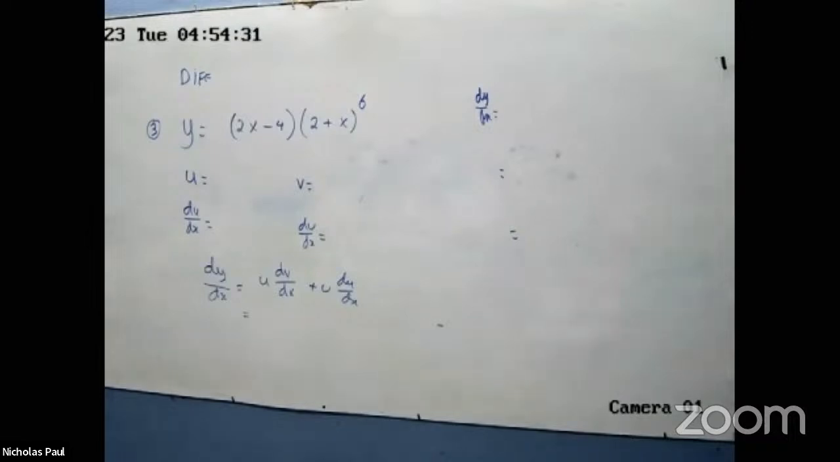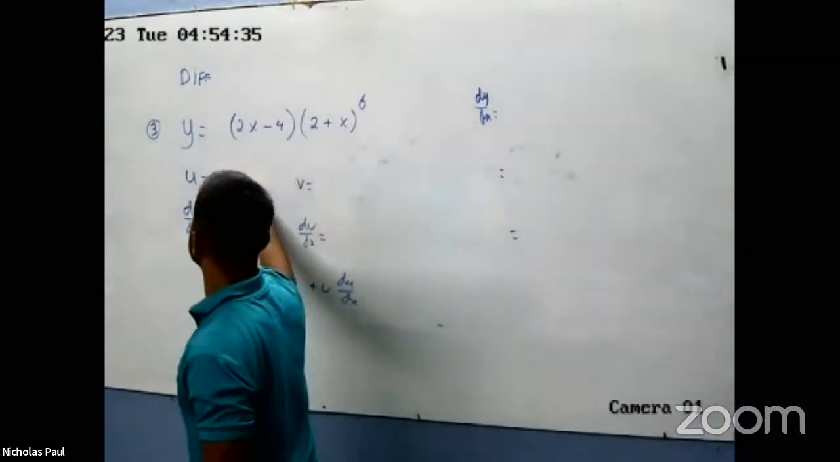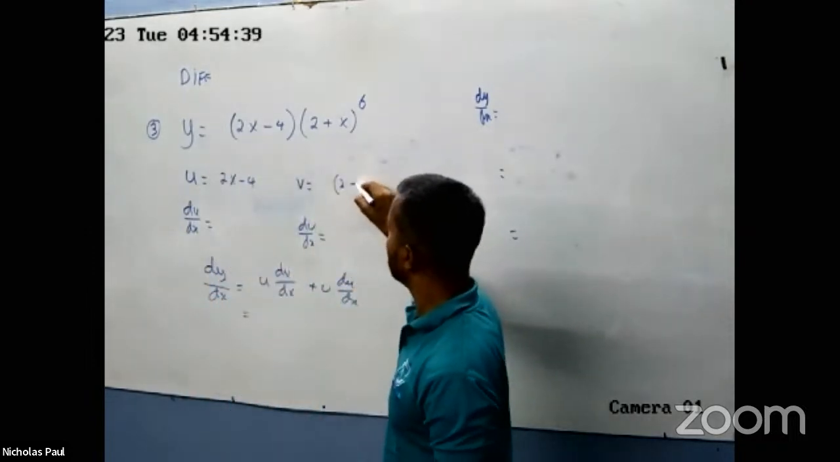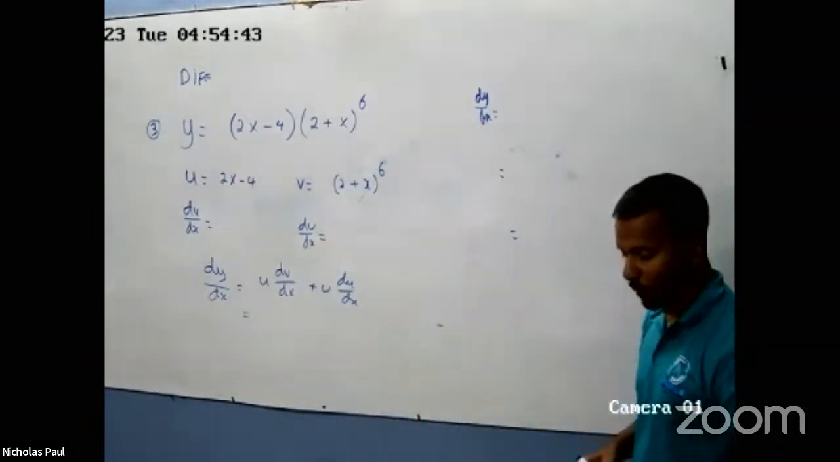All right, last question before we wrap this up. So we know what U is. U is 2x minus 4, and we know what V is. V is 2 plus x to the power of 6.